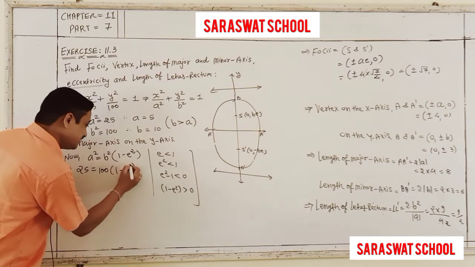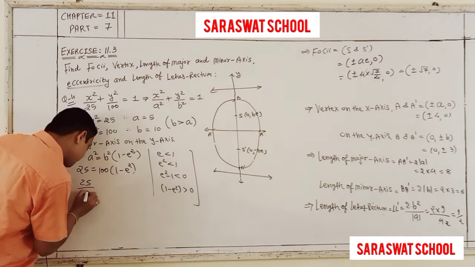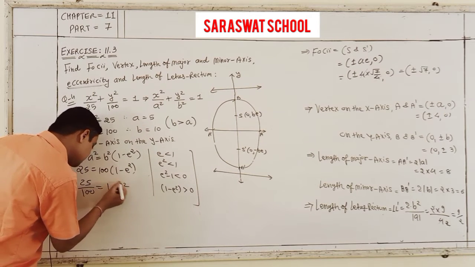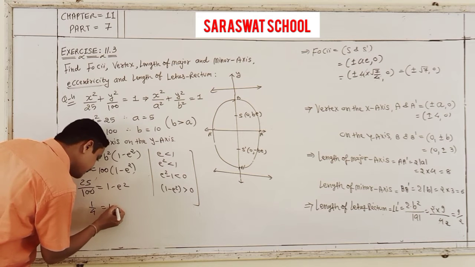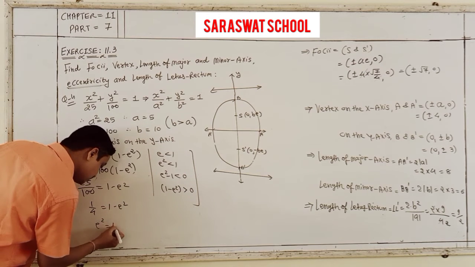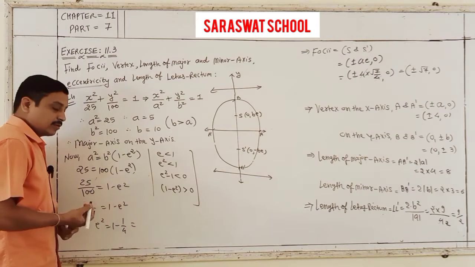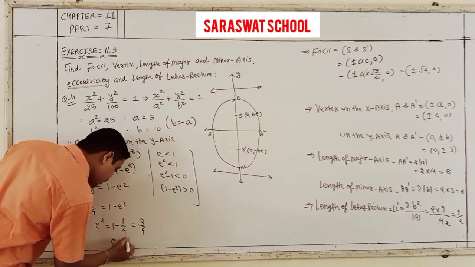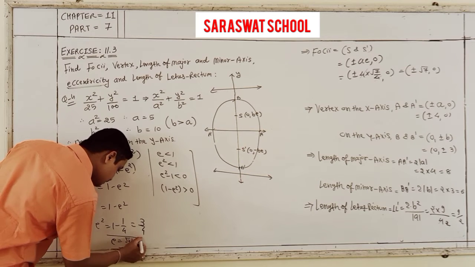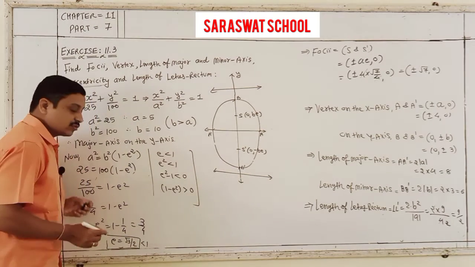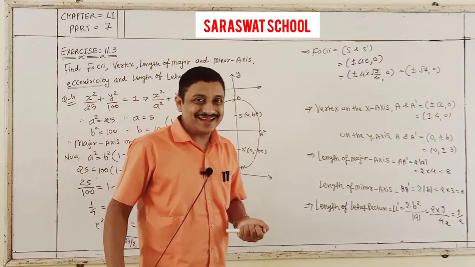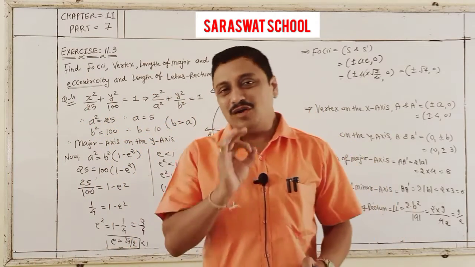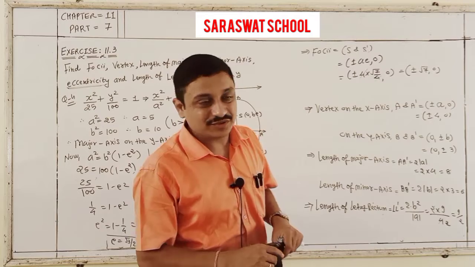Yes, students. So it is a 25 by 100. 1 minus e square, that cancel. 4 is 100. So e square is must be 1 minus 1 by 4. It is a 3 by 4. So what is the e? E is a root 3 by 2. Check, this answer is also must be less than 1. Always eccentricity is less than 1, students.